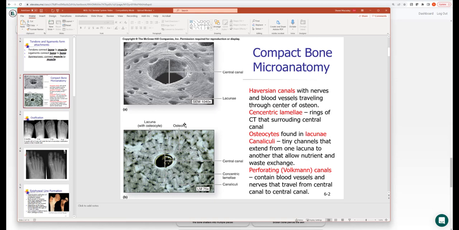The textbook did not have a great image of the histology of bone. Your lab manual did. Just wanted to make sure that this was in this presentation as well. So again, I won't review this again, but another image all labeled for you.